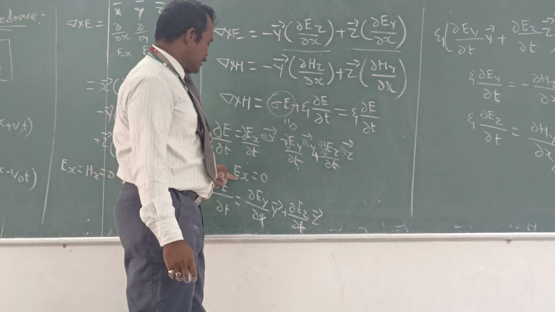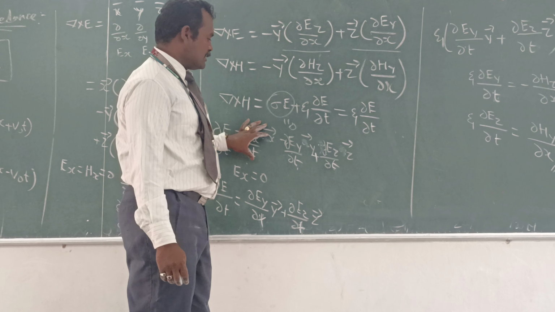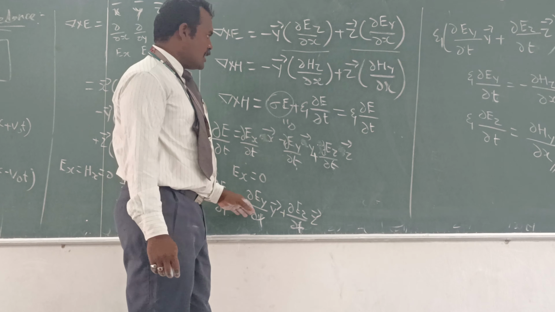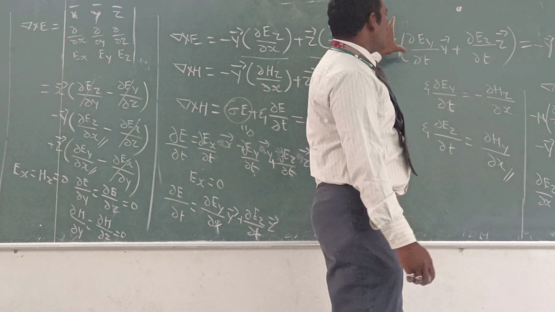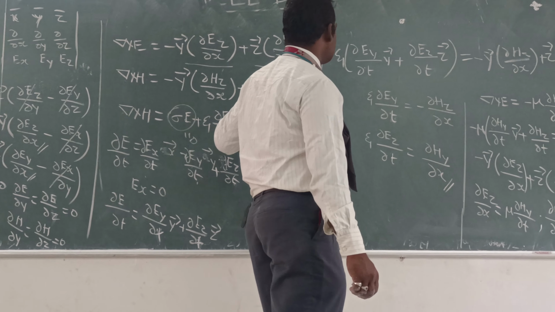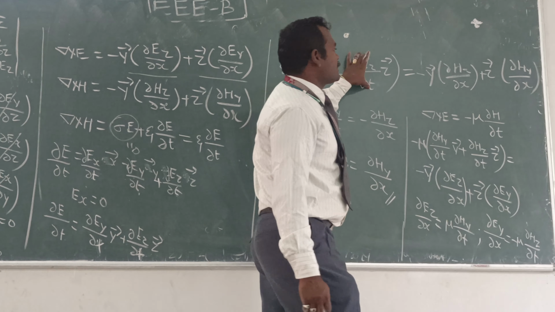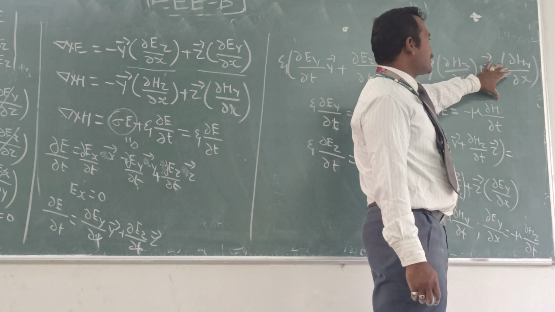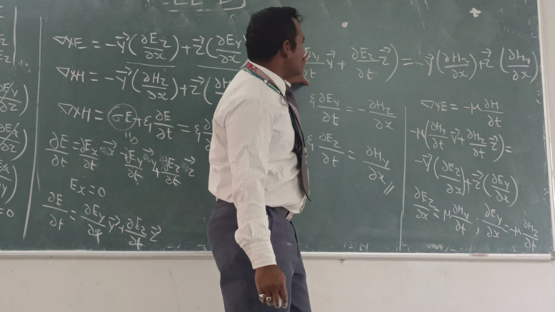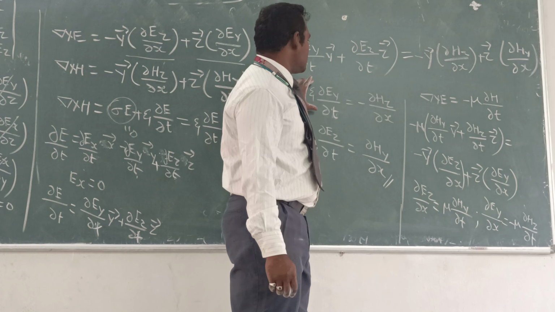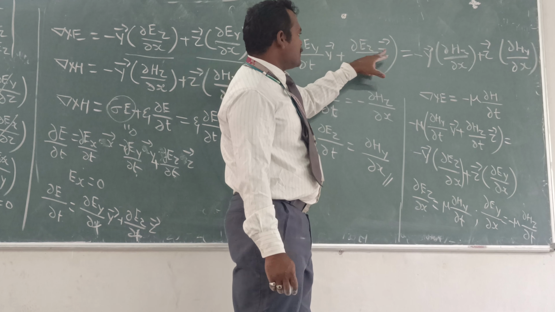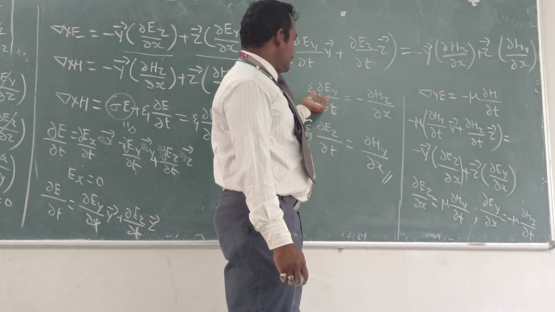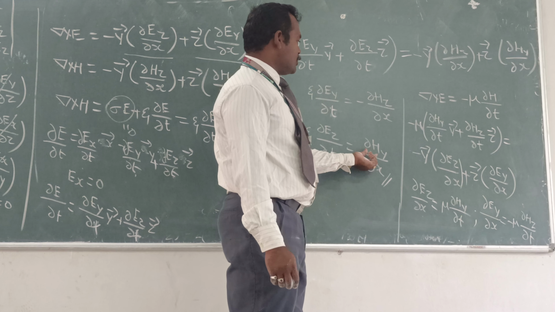So here we already know that Ex is 0, so the value is 0. Only the y vector and z vector will remain. We can write it like this: epsilon into the y vector and z vector. Similarly, we already simplified the expression, and it has the y vector and z vector. So you can equate both sides, the y vector coefficient and the z vector coefficient, and you can get the values of dou Hz and dou Hy.